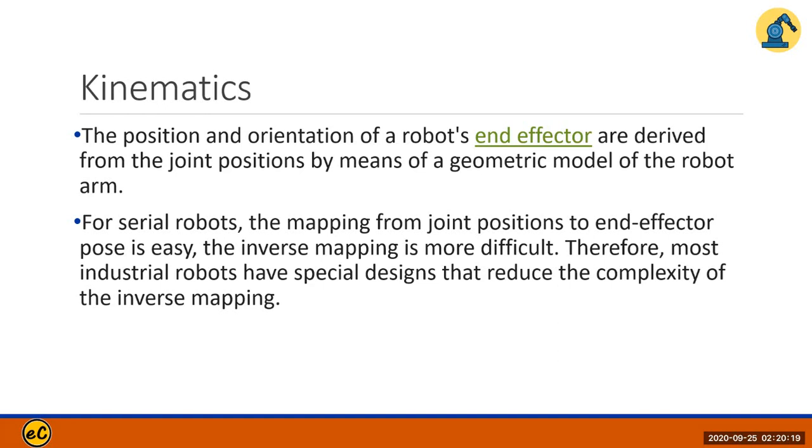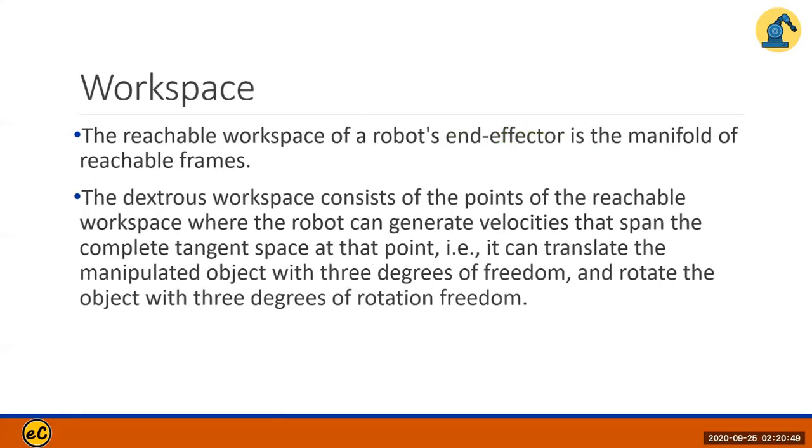The inverse mapping is more difficult because of the degrees of freedom. Sometimes you may not end up with only one solution, maybe multiple. So here, the calculation is difficult. Also, it is hard to find a systematic algorithm to do it. Therefore, most industrial robots have special designs that reduce the complexity of the inverse mappings. So by trying to reduce the complexity, you can increase the accuracy of the algorithm.